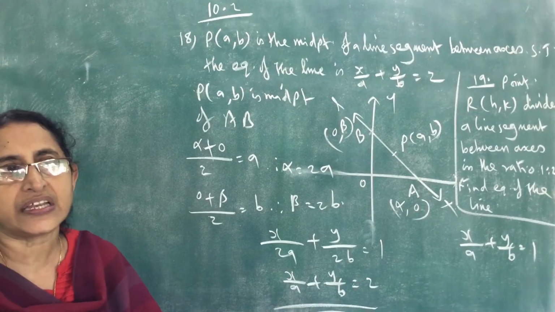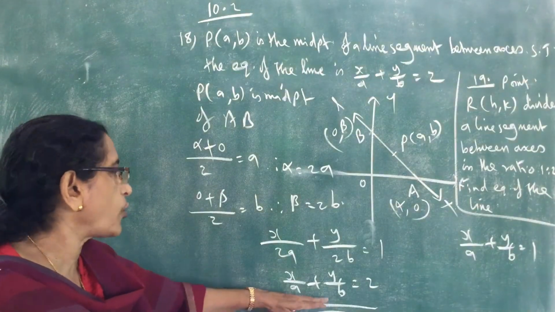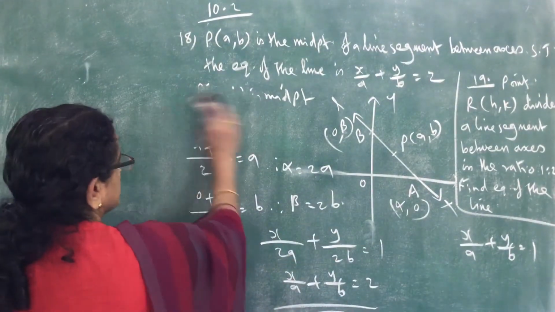So if we find the x-intercept and y-intercept of a line, we can write the equation of the line. So we got the equation. Now see the next question, question number 19.